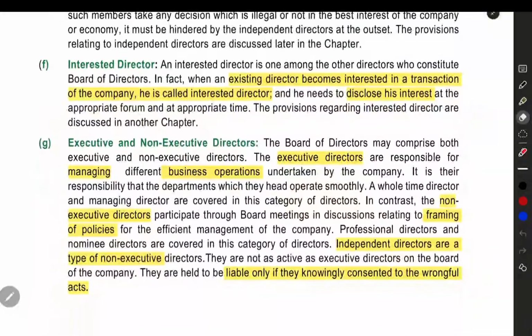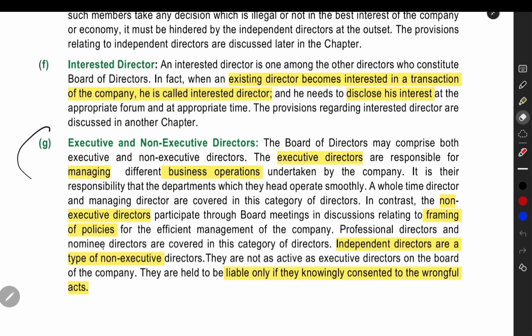Next, interested director. For example, we have a director who is interested in a transaction. What is the meaning of interested in a transaction? For example, he is having an interest in the share capital, or he is a related party to the transaction. Like that, he is having some kind of interest in the transaction. Because of the transaction, some kind of benefit is going to the interested director. So, such interested director should disclose his interest. We have separate sections for that.